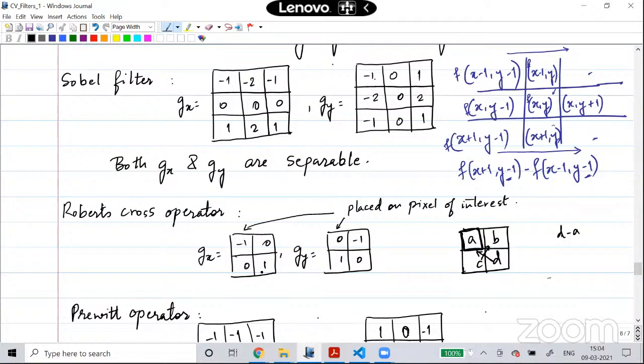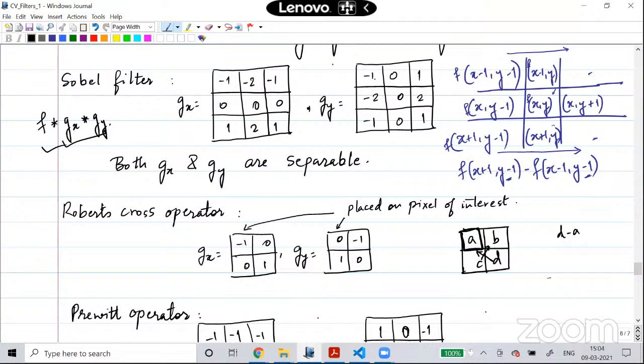By the way, I didn't say, but you should be convolving with both. The image is convolved with Gx and with Gy, and that result is placed at the center pixel.